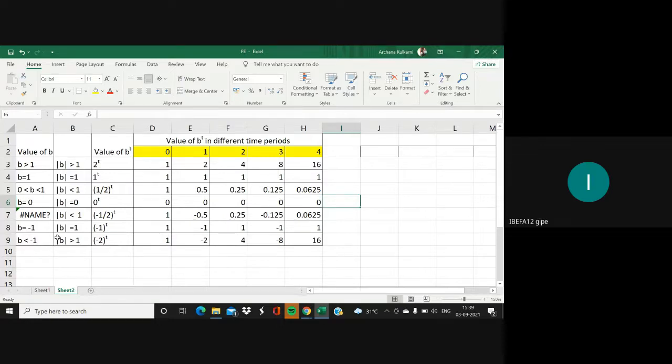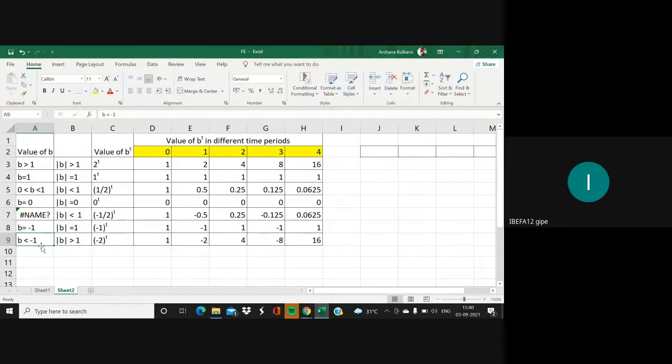Now the same thing. Again, if b is equal to -1, you will find that for the term b raised to the power t, when t is an even number, b to the t is equal to 1, so it will have a positive value. When t is an odd number, this term will have a negative value. So for odd values of t, you will have negative values of the b raised to the power t term, and for even values of t, you will have positive values of this term b raised to the power t.